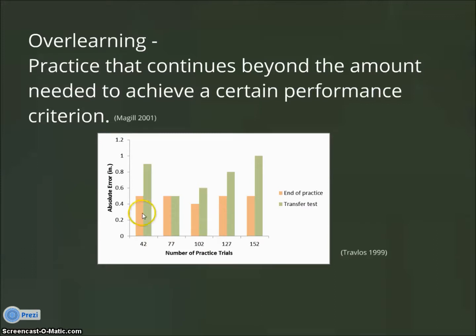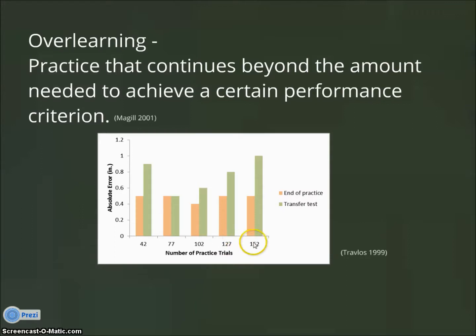Okay, so this is a slightly different scenario to what we see at the end of practice where the results don't really change. We're actually seeing this is having a negative effect, and quite a dramatic negative effect on performance. So this is why we avoid overtraining, because when we transfer it to a novel skill, we're not able to do it as well.